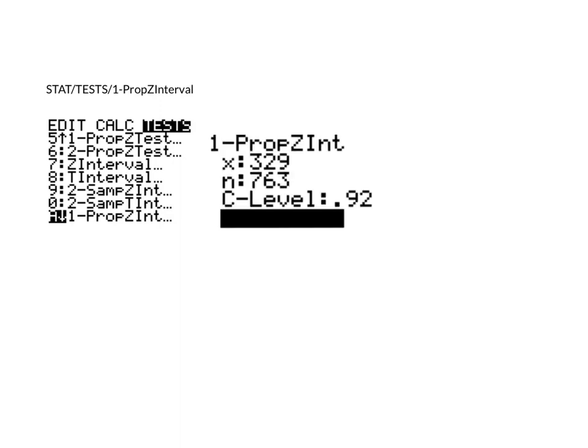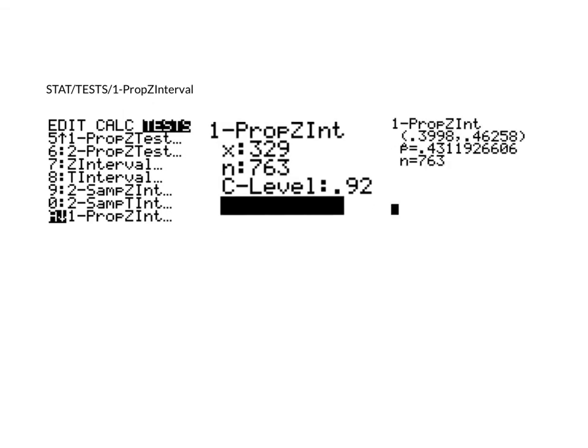So you select option A, 1-PropZInt, and it asks you for the value of x, n, and the confidence level. And so our x is 329, our n is 763, and our confidence level is 92%, so we enter 0.92, arrow down to Calculate, and hit enter on Calculate. And it gives us the very same interval that we got by calculating it by hand on the previous page.